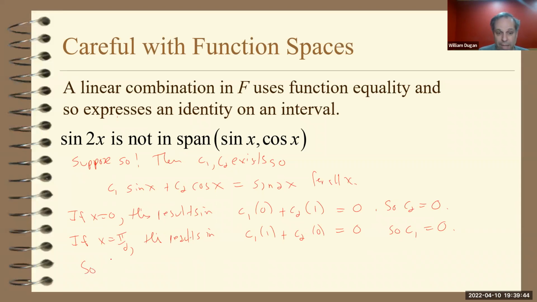So that implies that the sine of 2x is always 0 for all x, which is clearly false. So therefore, that means that the sine of 2x is actually not in the span of the sine of x and the cosine of x. Again, be very careful with function spaces.